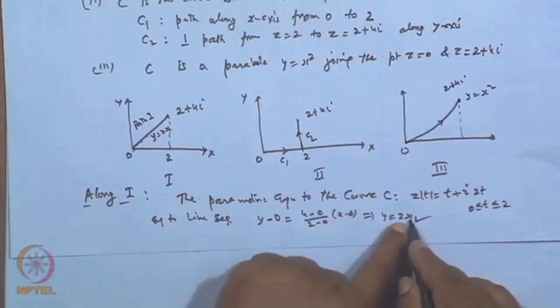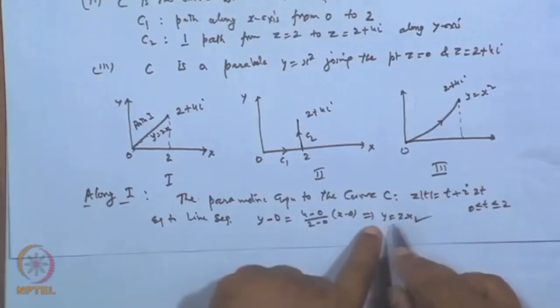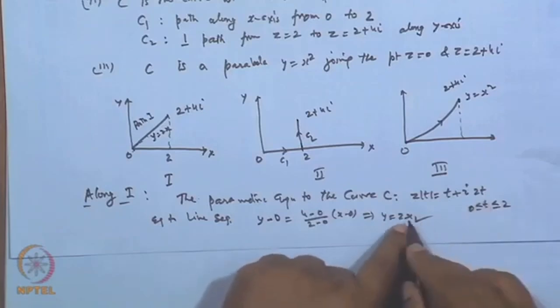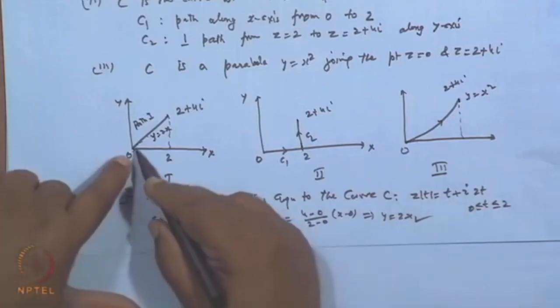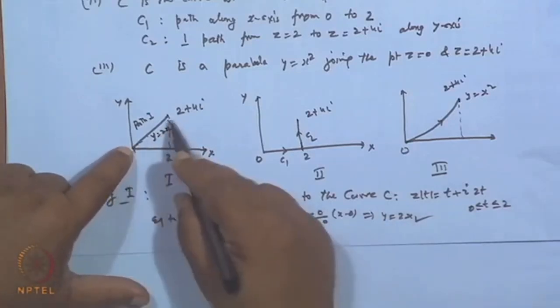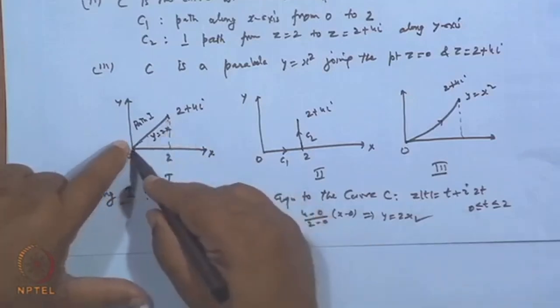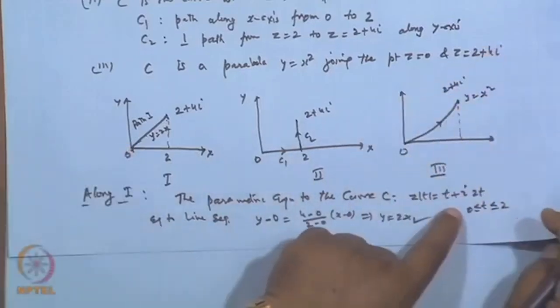So if I take x to be an arbitrary t, then y will be 2t. But t must vary in such a way that the entire path is covered. So if I take t equal to 0 here and t equal to 2 here, then t varies from 0 to 2, and it will cover from here to here in a linear way. So this is the parametric equation of the curve.